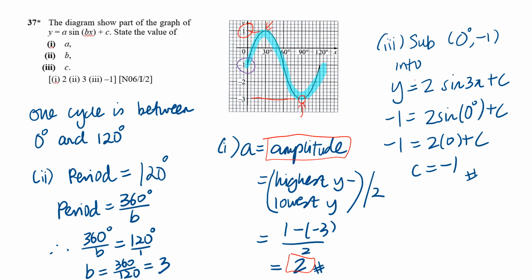I use this guy here to sub inside this equation. Because you already found the value of A, you can just put it in. You already found the value of B, which is 3, you can just plug it in. Then substitute y to be negative 1, substitute your x to be 0. 3 times 0 is 0, sine 0 is 0, therefore you get C equals negative 1.